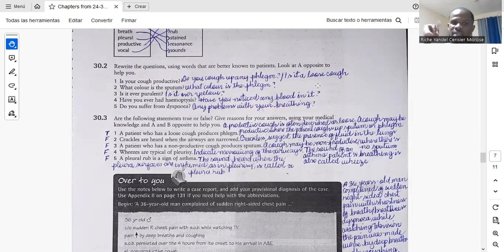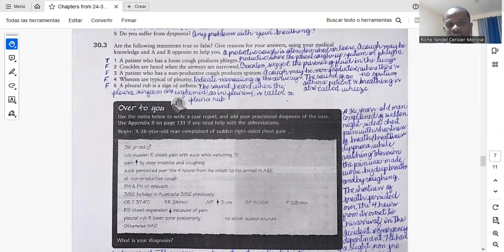Is your cough productive? Do you cough up any phlegm? Is it a loose cough? What color is the sputum? What color is the phlegm? Is it ever purulent, or is it ever yellow? Have you ever had hemoptysis? Have you noticed any blood in it? Do you suffer from dyspnea? Any problem with your breathing?